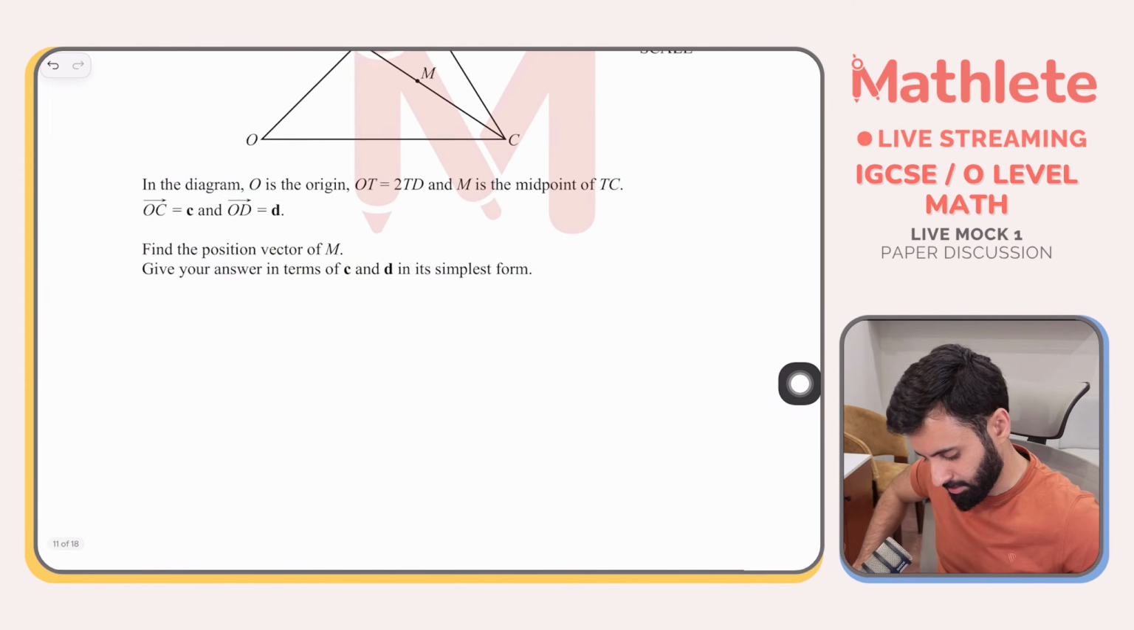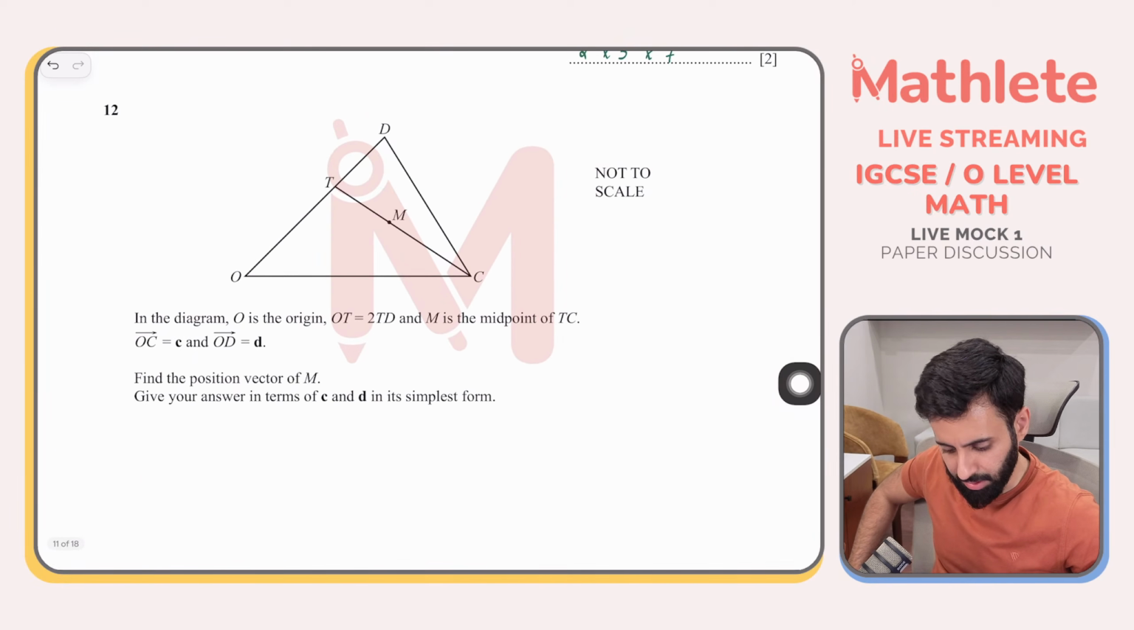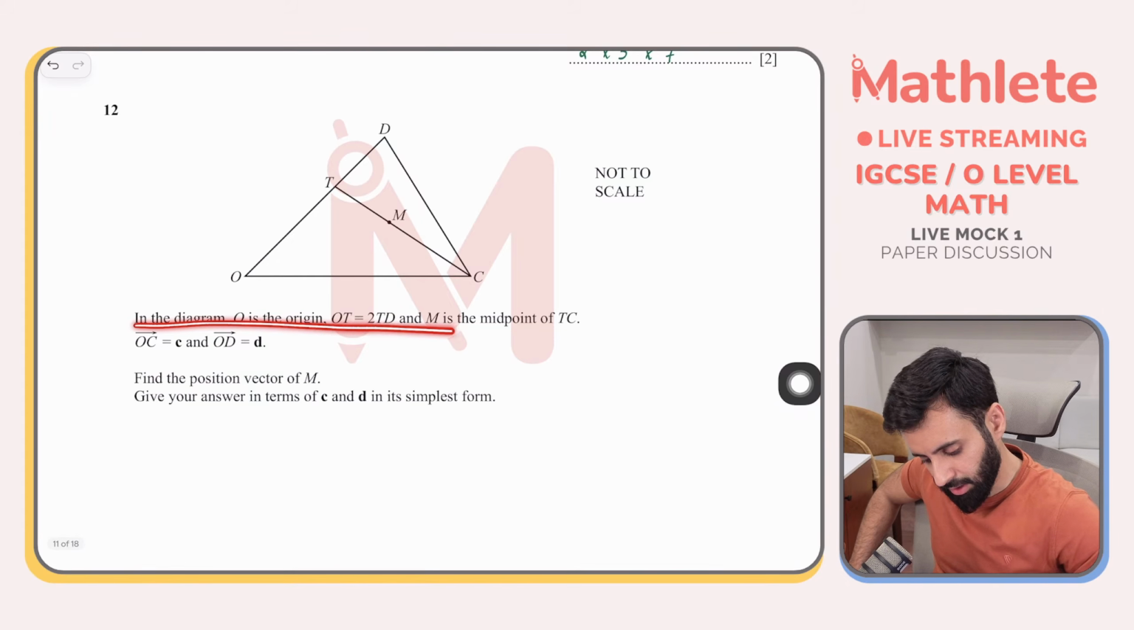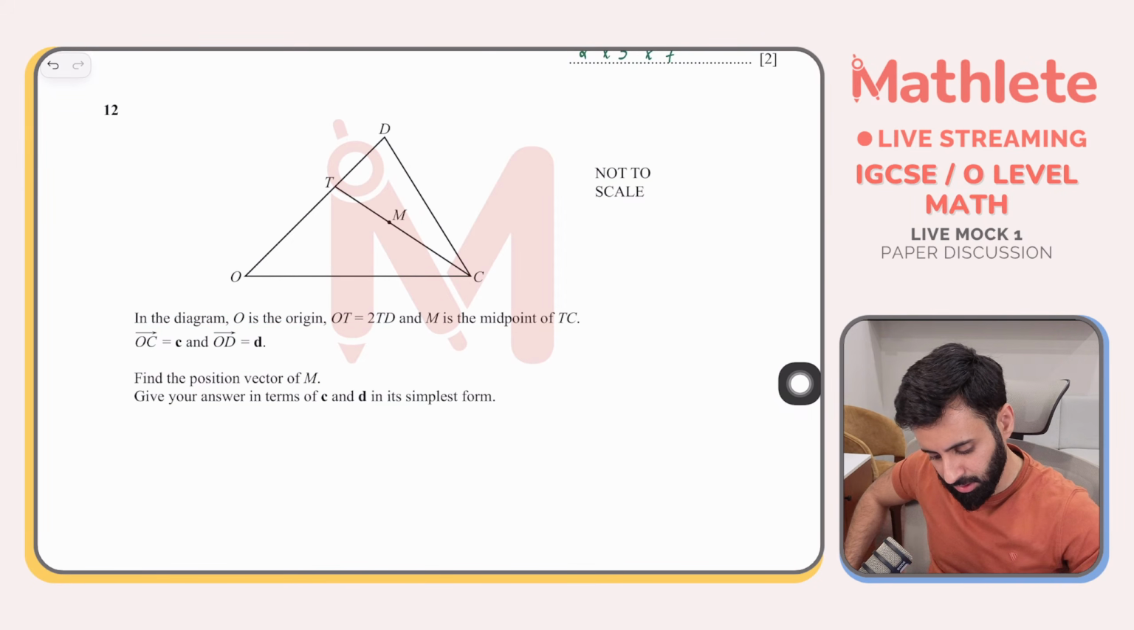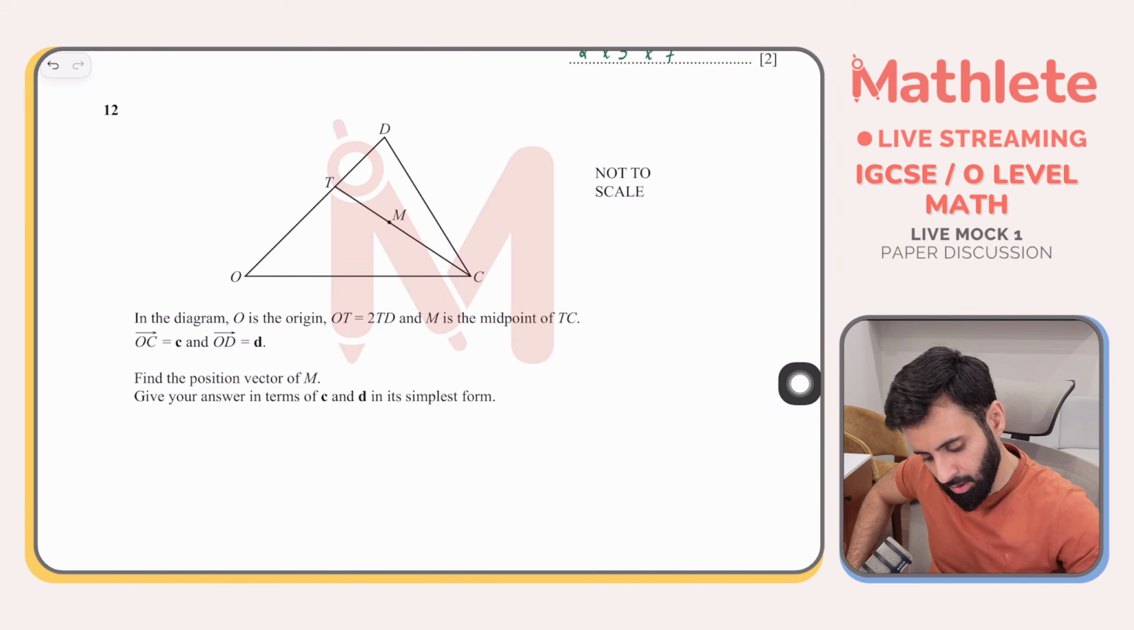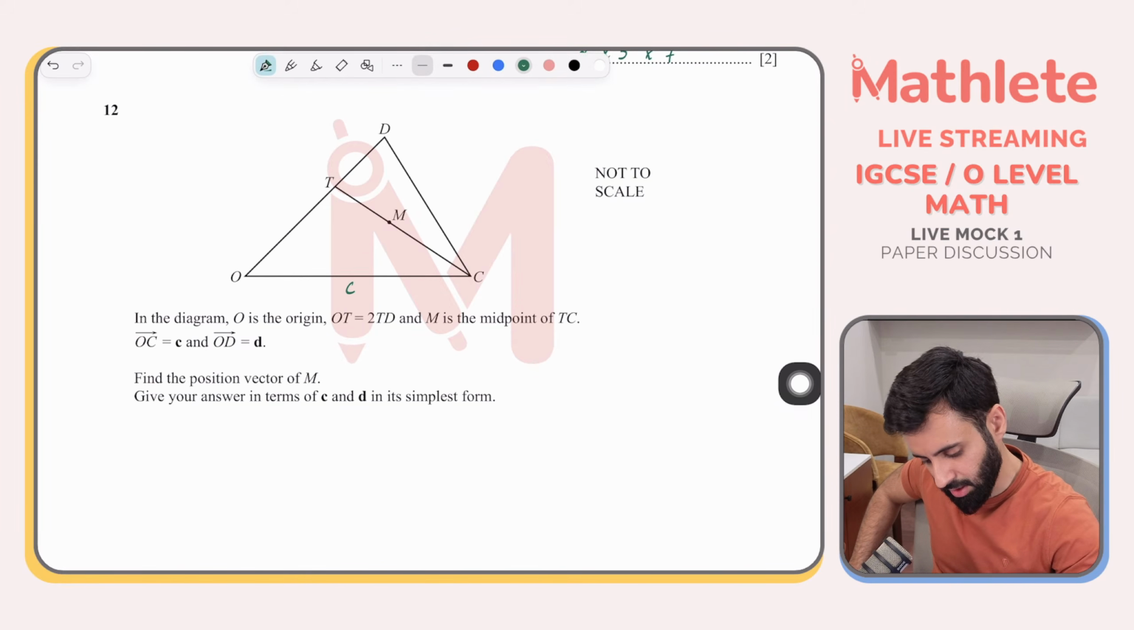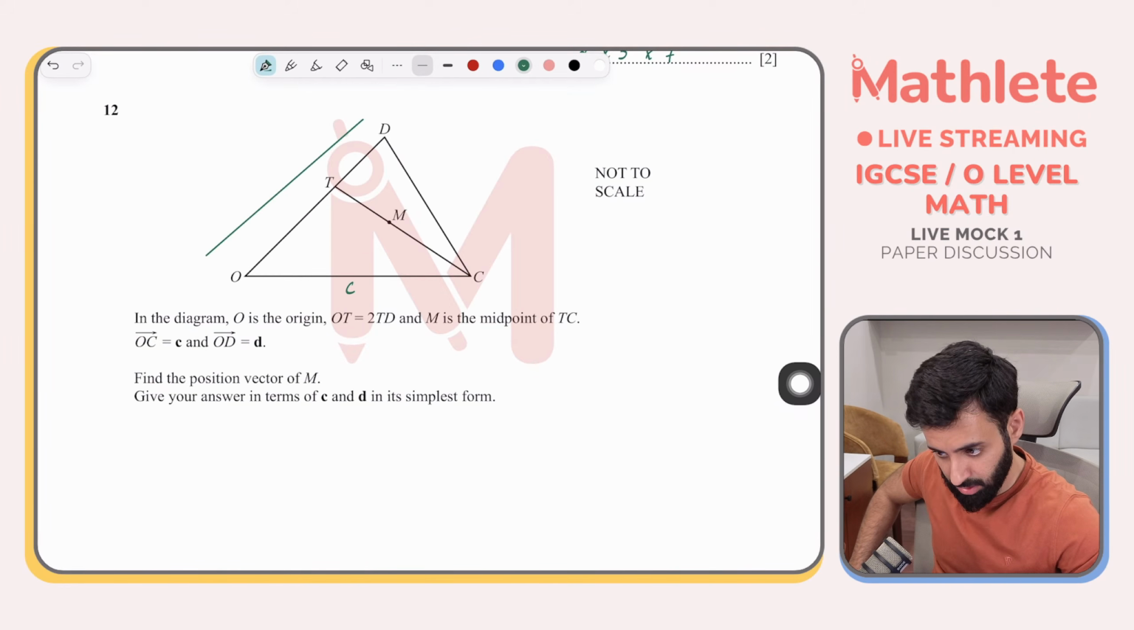Okay, question number 12. Pretty basic and easy vectors question. Let's see what it says. In the diagram, O is the origin and OT equals 2 times TD. OT equals 2 times TD, okay. M is the midpoint of TC, okay. OC equals c and OD equals d.